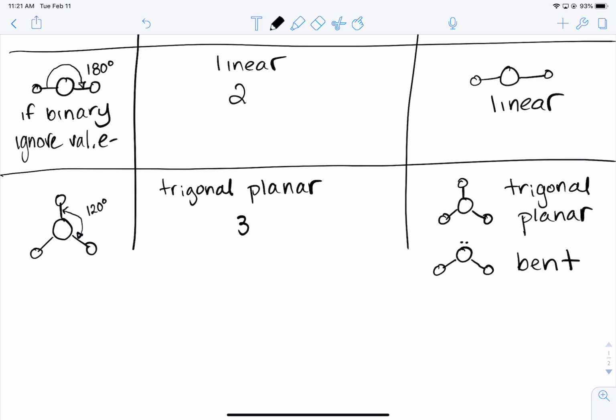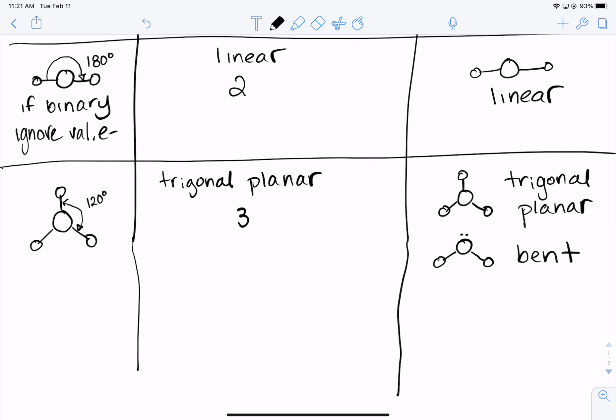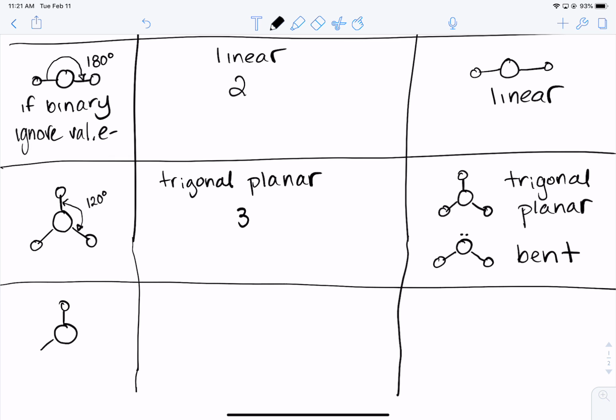And then the last one, and I won't go much further than this, although the simulation will keep going, because I don't really want you to know too much further than this. You've got a central atom with 4 things coming off of it. The bond angle for this is 109.5 degrees. And what we call this thing right here, with 4 things around it, by the way, 109.5.